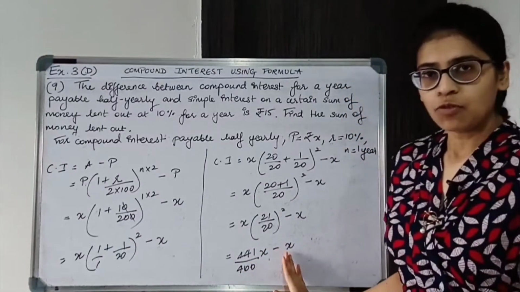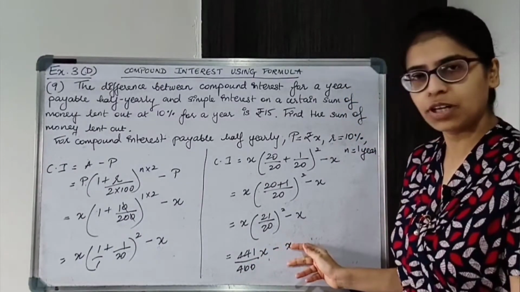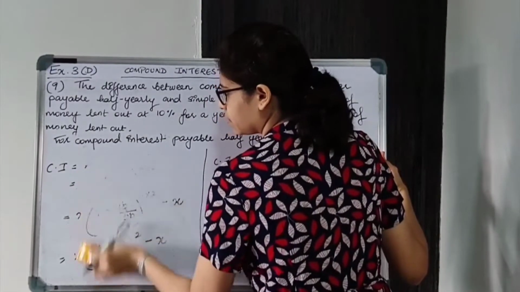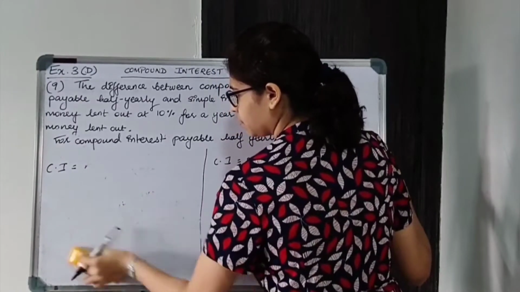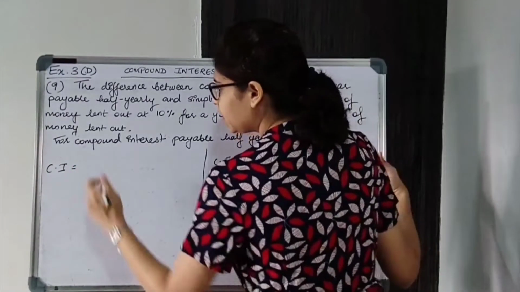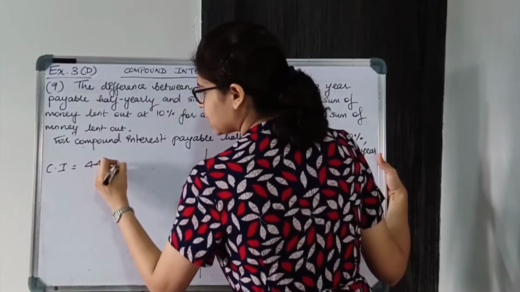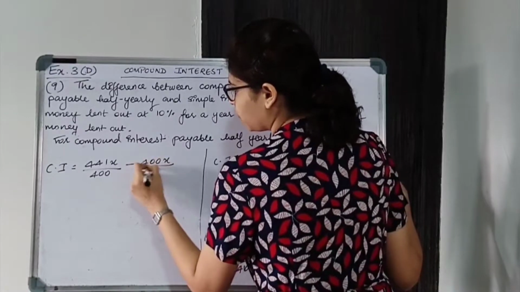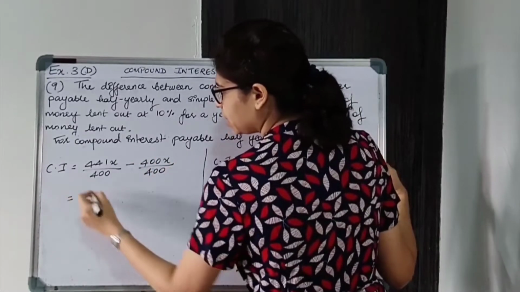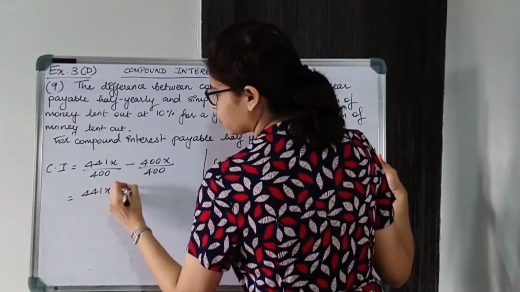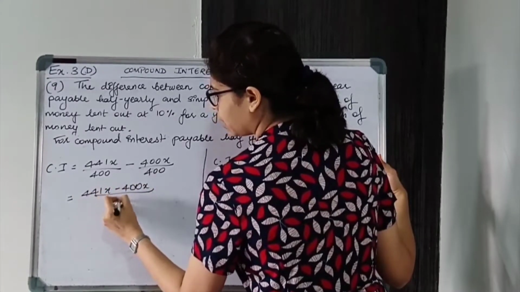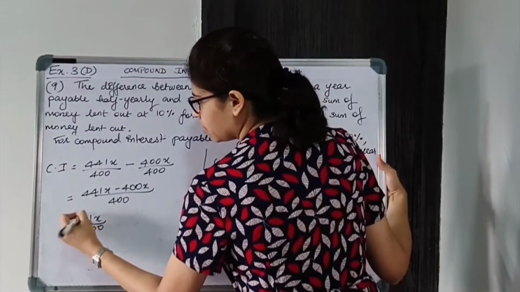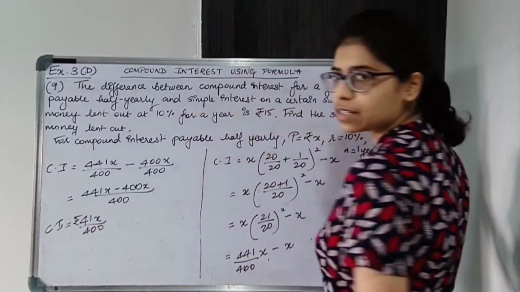Let's take LCM over here. We'll multiply and divide by 400 over here. So CI will be 441x upon 400 minus 400x upon 400. So that gives 441x minus 400x upon 400. So that gives 41x upon 400. So CI is 41x upon 400.